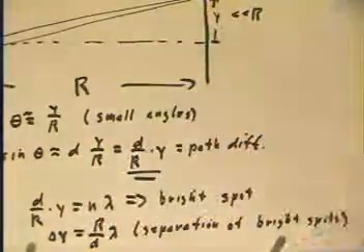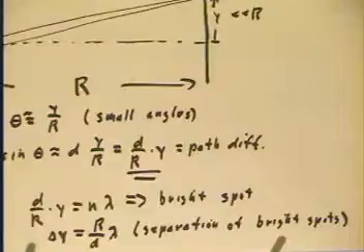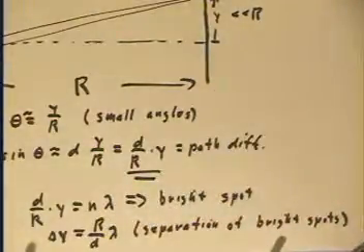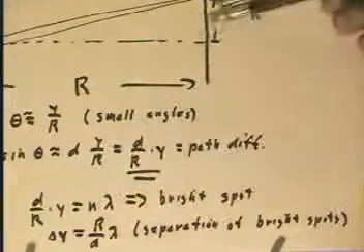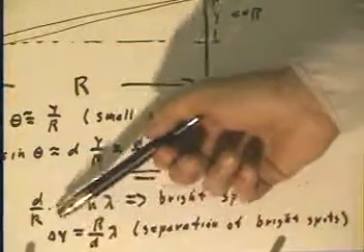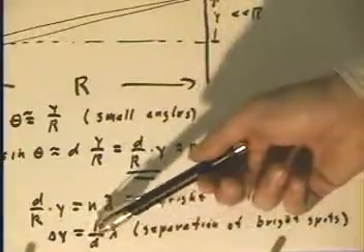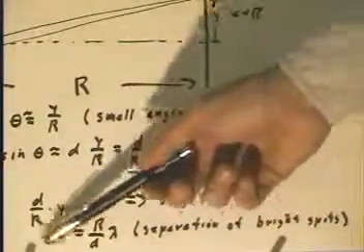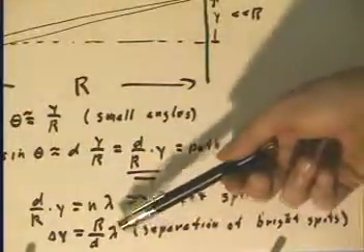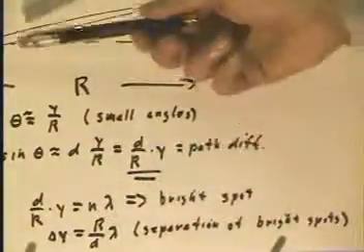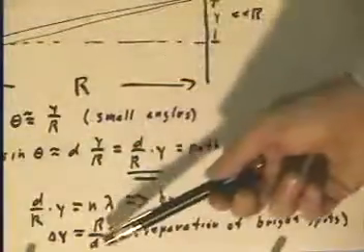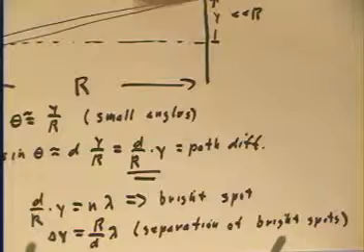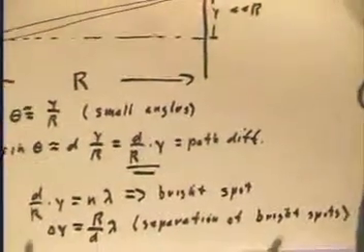The distance between bright spots is then going to be r over d times lambda. If we had a delta y between bright spots, we could very easily reason from this that delta y would be r over d times the wavelength. So if we want to find the delta y to expect, if we know the wavelength of the light, we just multiply that by r over d, which is a big ratio. We multiply the wavelength by a big number to get the separation of the bright spots.